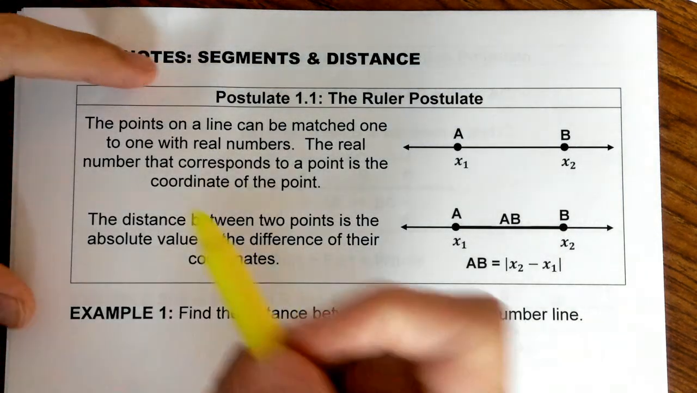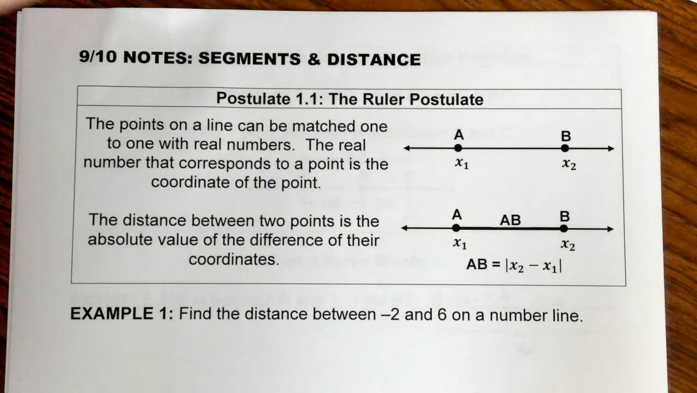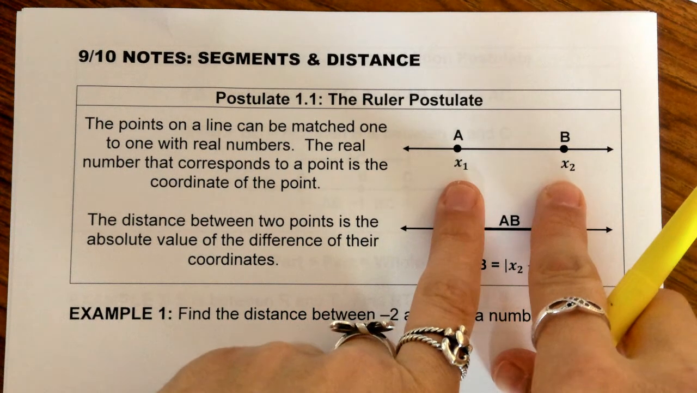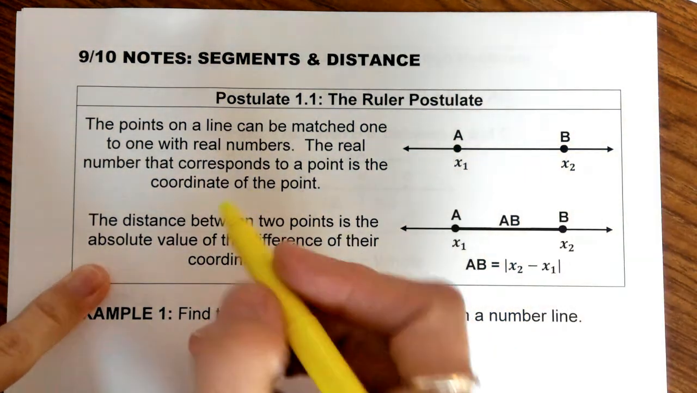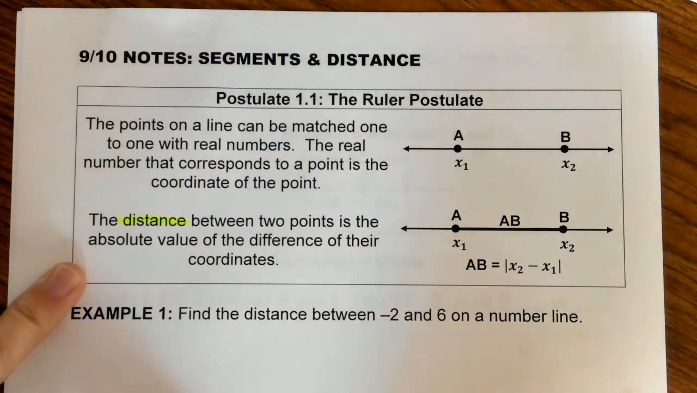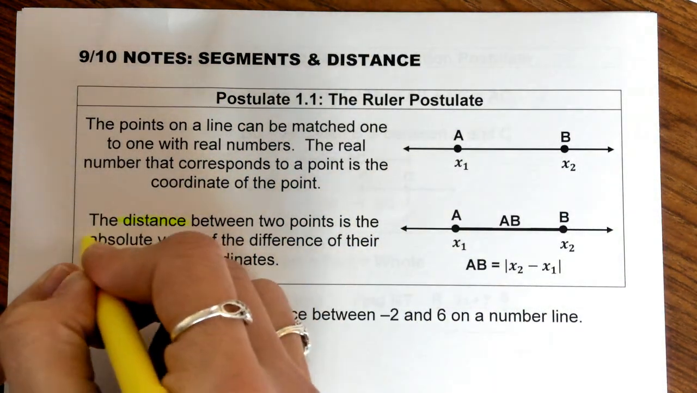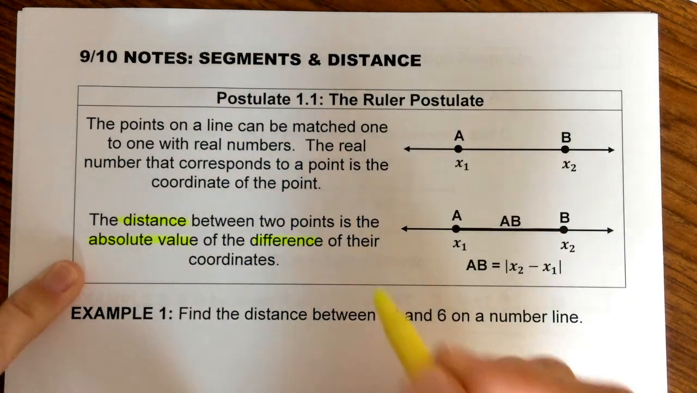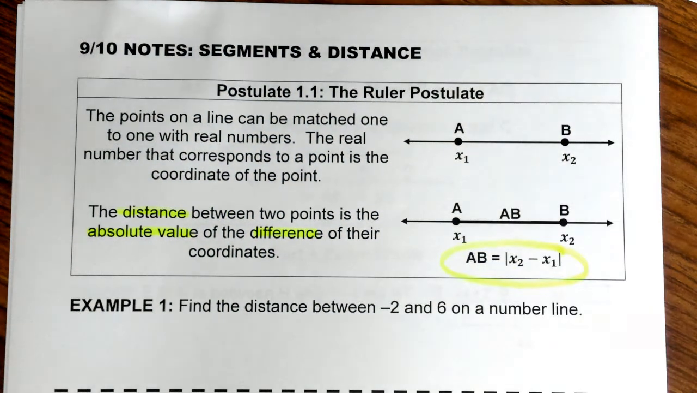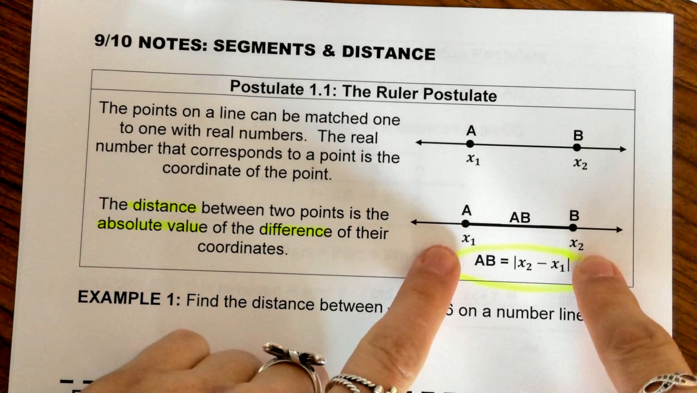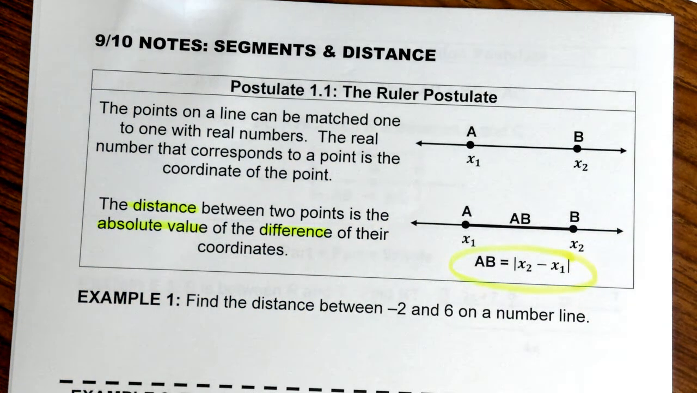Okay, so we're looking at the points in a line that can be matched with real numbers. We're going to figure out the length between A and B. The distance between the 2 points is the absolute value of the difference of their coordinates. So that's what this is right here. We're going to take the 2 of these, we're going to subtract them. Absolute value is the distance from 0. Short terms, make it positive.